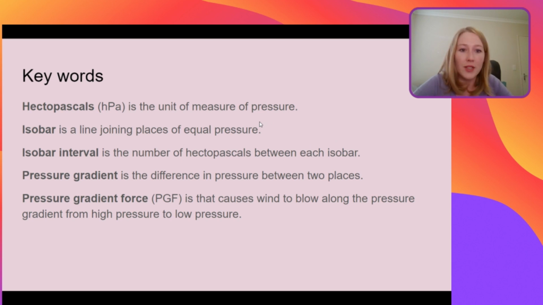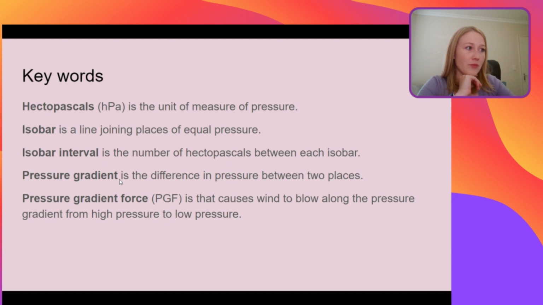Isobars, we know now, is a line that indicates the pressure of that place, and the isobar interval is the pressure change between those two lines. Then, these are two very important concepts. So this is what I was hinting at when I was pointing out how close the lines were and how it compared to the wind speed.